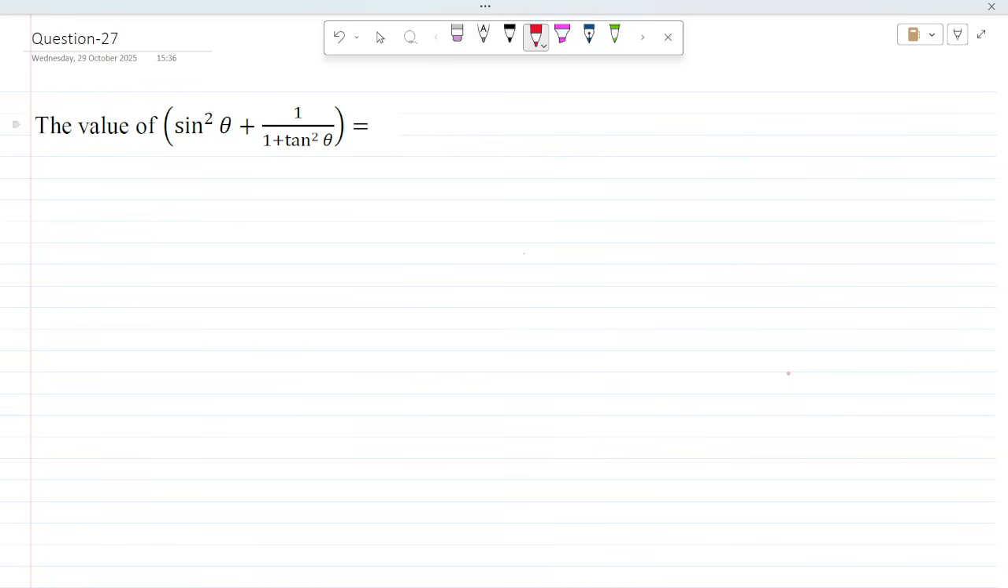They're asking the value of this. We'll write sine square theta plus 1 by, what is 1 plus tan square theta? Which identity? Second identity. From secant square theta minus tan square theta equal to 1, secant square theta is equal to 1 plus tan square theta. So in place of 1 plus tan square theta we are writing secant square.